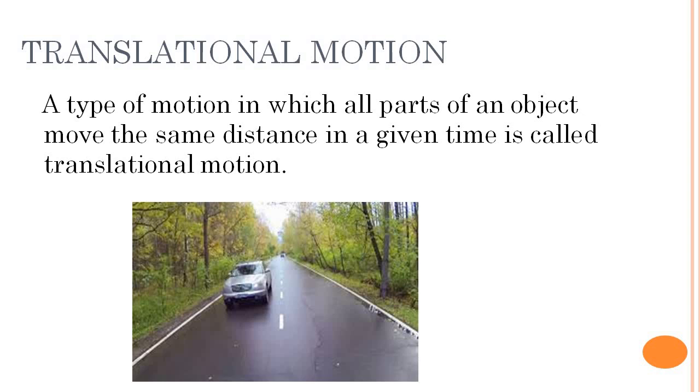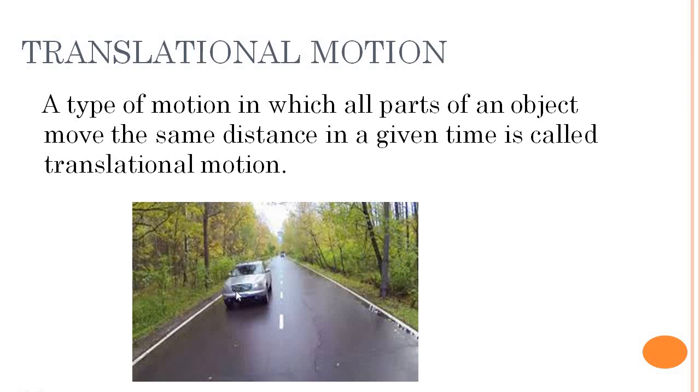So coming to translational motion, a type of motion in which all parts of an object move the same distance in a given time is called translational motion. As for example, a car moving on a road, a child going down a slide, a bird flying in the sky. Even when we are walking on a road, that is also a translational motion. Why? Because if we are walking on the road, all parts of our body move the same distance in a given interval of time. So it will be a translational motion.